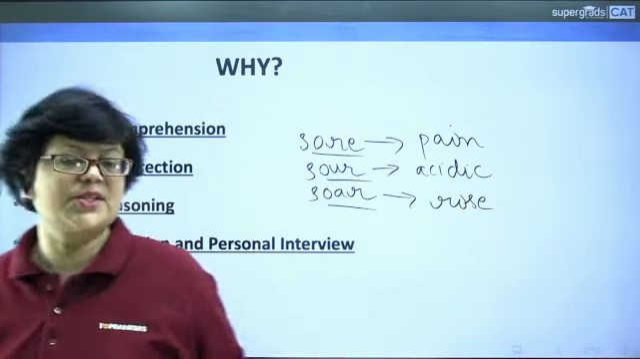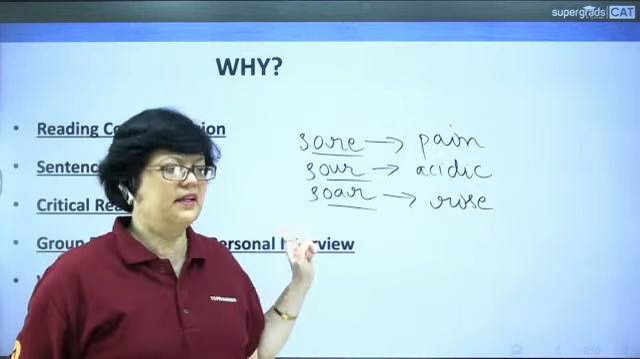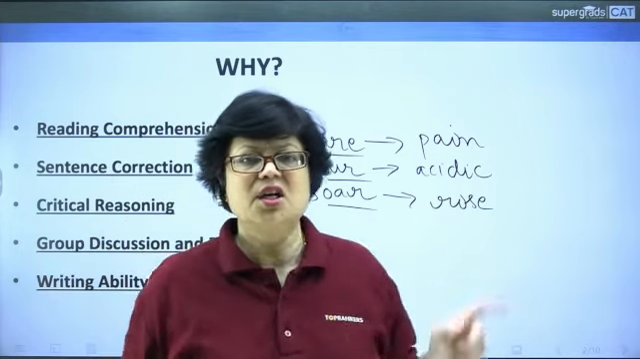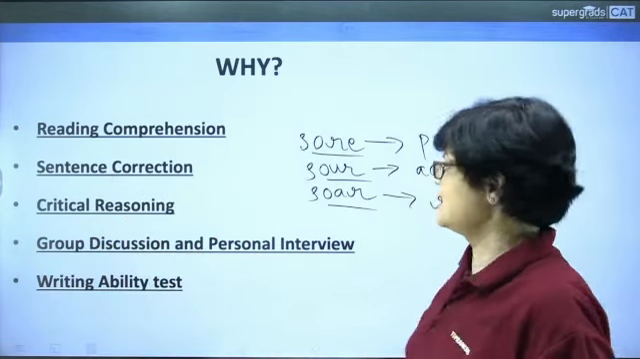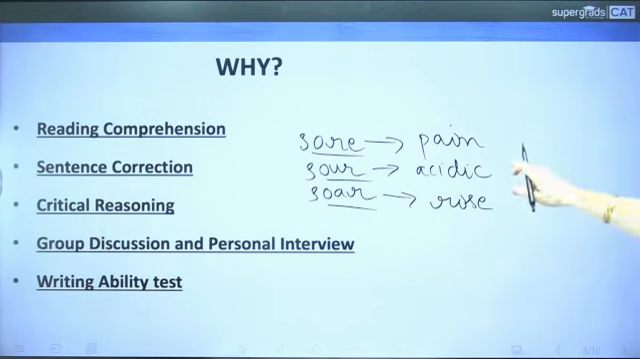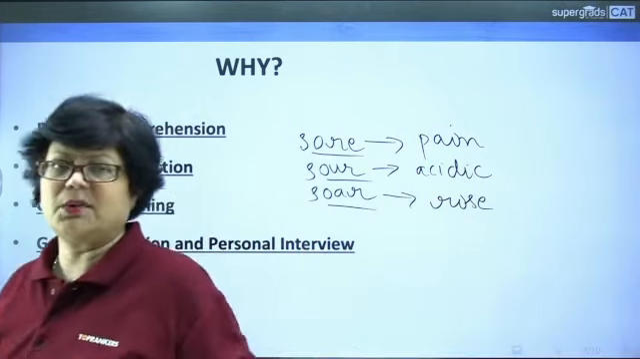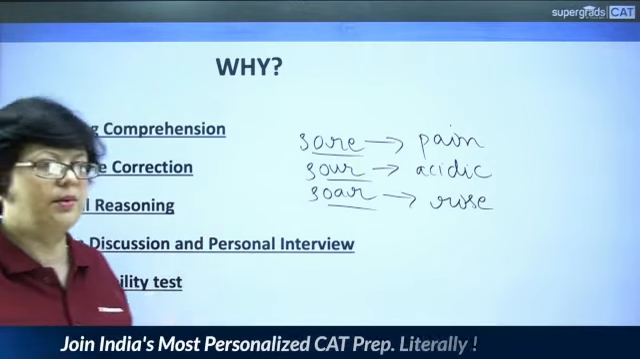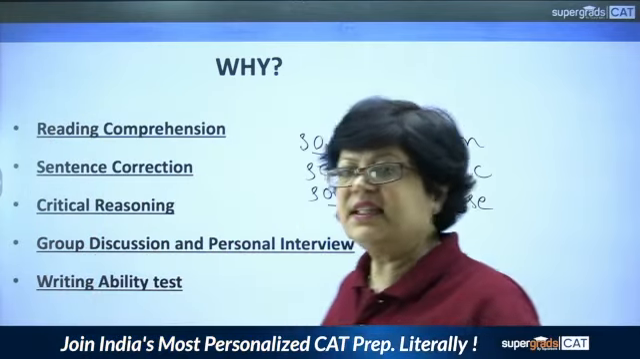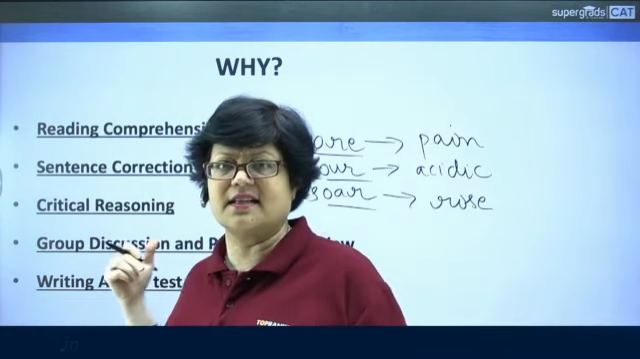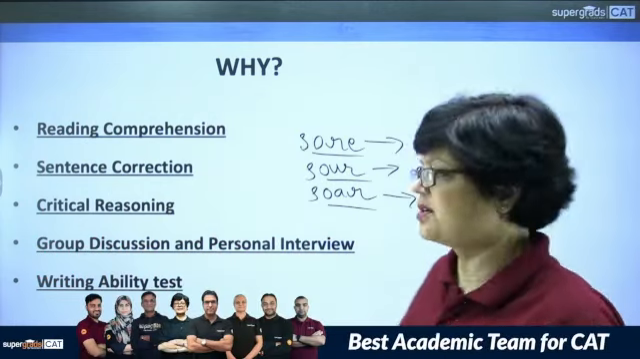So what happens? Just in a small flick, in a fraction of a second, if your attention wavers, then you misunderstand the question and the option, and you mark the wrong option. So this is the game the vocabulary plays. Then there are words which are often confused, as I said.